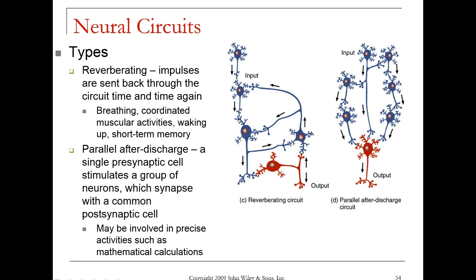Then finally, parallel after discharge circuit. So you have a small number of presynaptic cells that distribute responsibility among several different pathways within, for example, the brain. And then those eventually will converge back together. So you will distribute the information, and then the processing will occur parallel to each other, and then it converges back together. So a good example of this is with things like mathematical calculations. A great example would be a word problem with math.